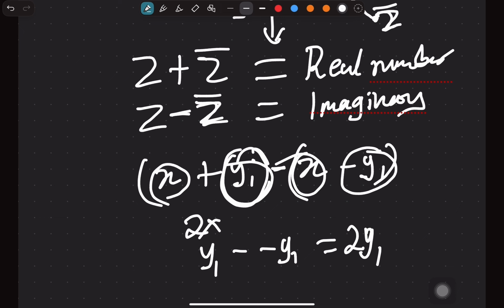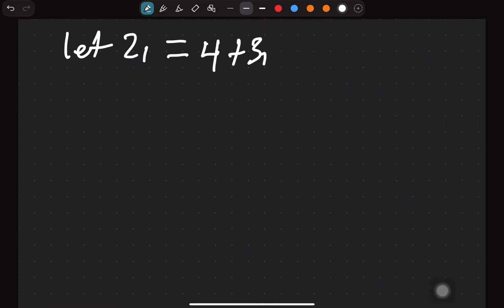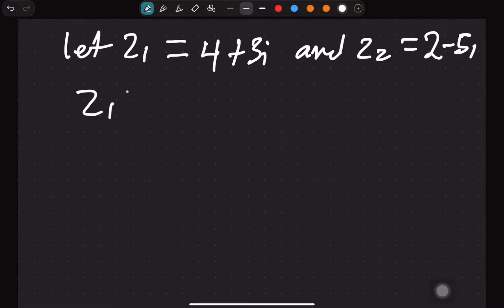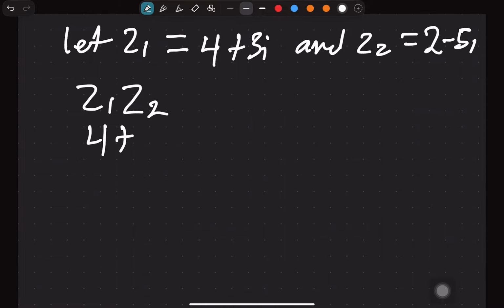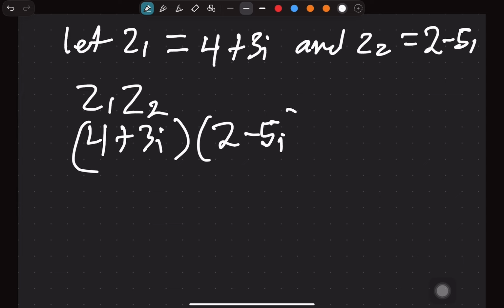Okay, let's take an example on the algebra of complex numbers. So an example over here is, let z1 be equal to 4 plus 3i and z2 be equal to 2 minus 5i. Now we have to find z1 z2. So we are going to multiply these two complex numbers. Now let's look at what we get. So 4 plus 3i multiplying 2 minus 5i.